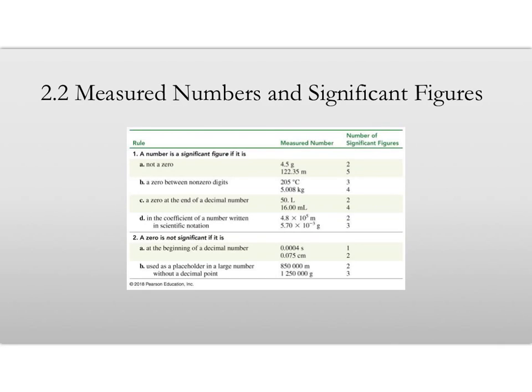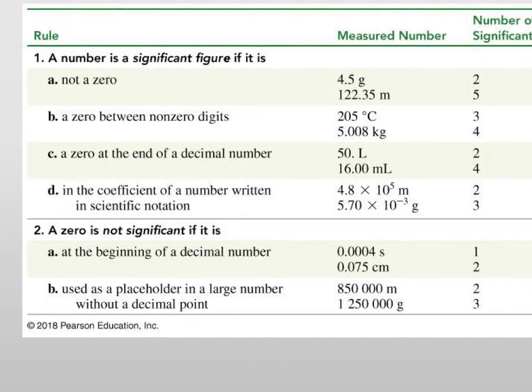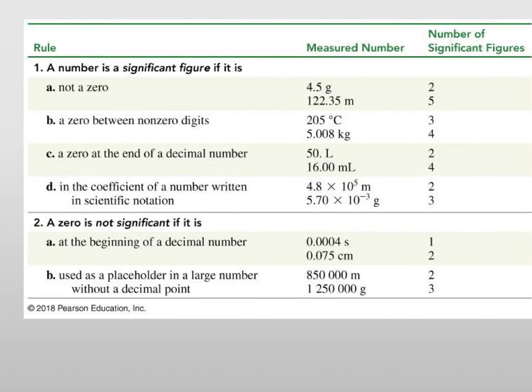This table here shows some of the rules for how many significant figures a number has. And then the next couple of slides have them more specifically defined. But rule number 1, a number is significant if it is not a 0. So, for example, these numbers here, 4.5 grams has 2 digits, the 4 and the 5. None of them are zeros, so both of them are significant. It has 2 significant figures. 122.35 meters is all non-zeros, so all of them are significant, so it has 5 significant figures.